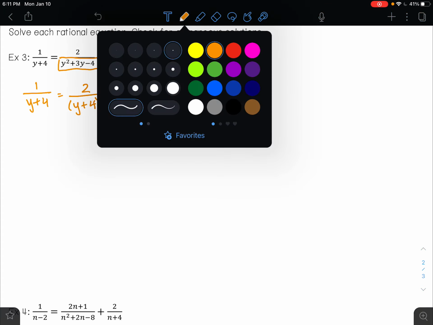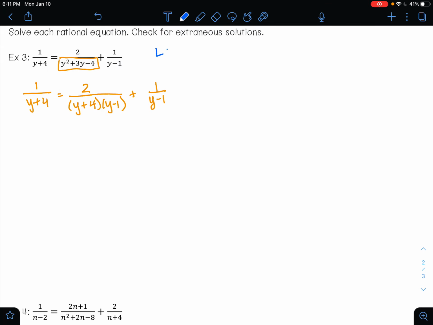From here, I can identify my least common denominator. My least common denominator is going to be y plus 4 times y minus 1. You'll notice that this denominator has both of those factors, and then this denominator has part of that factor, and this denominator has the other factor. So both of these together is the LCD.